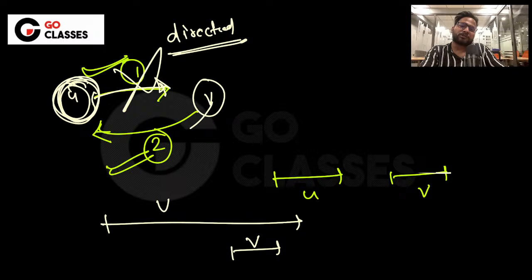On top of this, 2 is possible, because you can start U and you don't know about V, because this side is like this, right? You don't know about V.